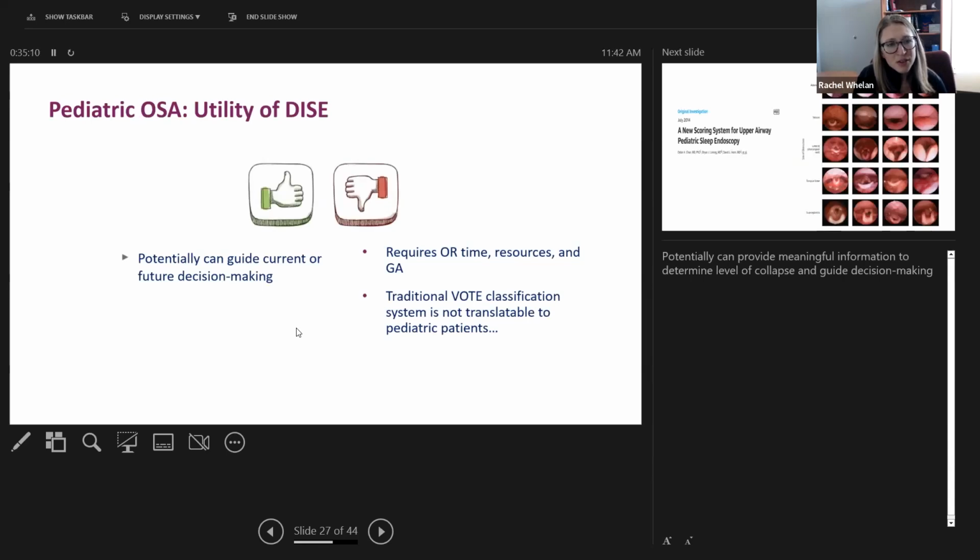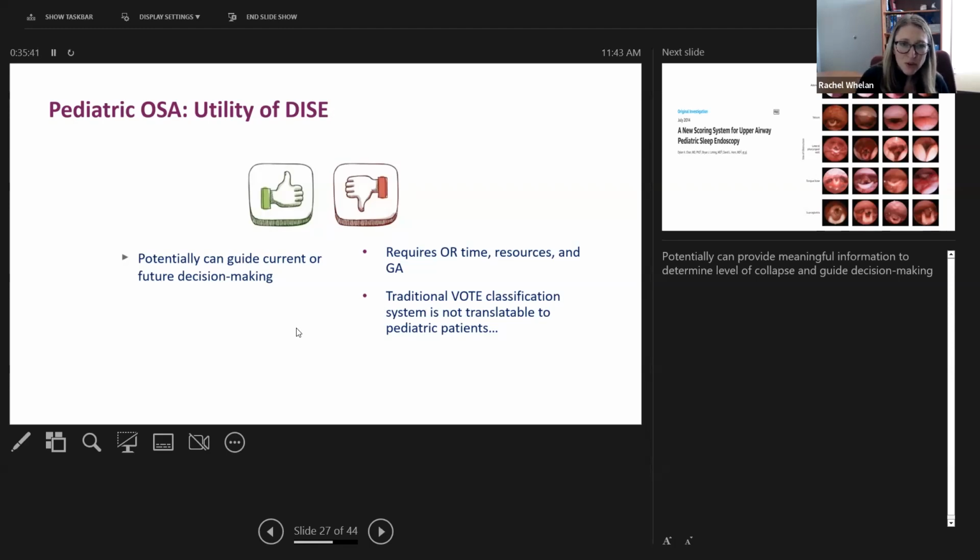So the other thing I wanted to touch on today was the utility and the role of drug-induced sleep endoscopy in children. Sleep endoscopy is a nice tool. We certainly use it on the ped side as well as the adult side. And it can really help you guide either current or future decision-making. Obviously, the downside is that it requires time, resources, and anesthesia.